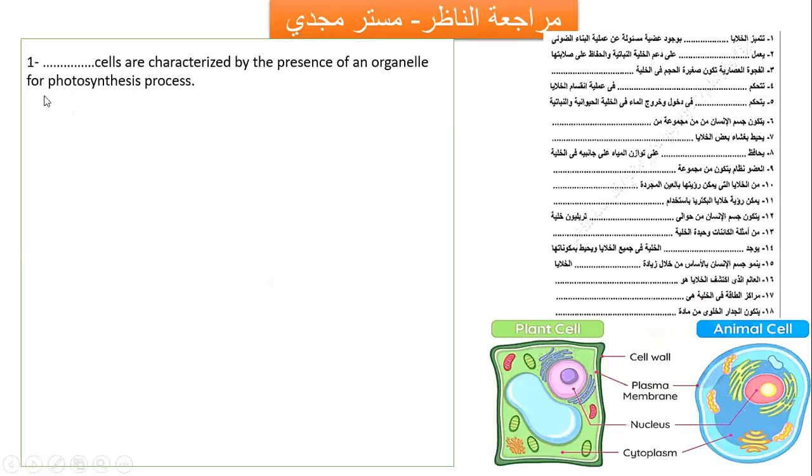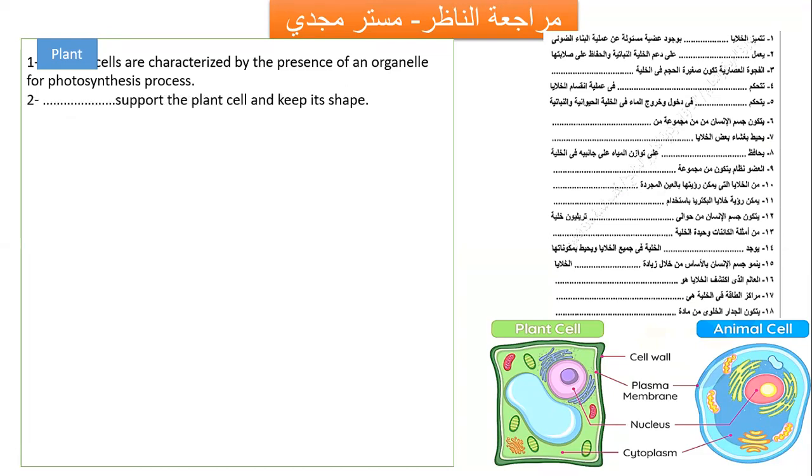Question number 1. What cells are characterized by the presence of an organelle for photosynthesis process? Look at this, please. So what cell contains organelle responsible for photosynthesis process? Yes, look at this. What is this? Chloroplasts. So chloroplasts are found only in plant cells. So plant cell responsible for photosynthesis process. Easy.